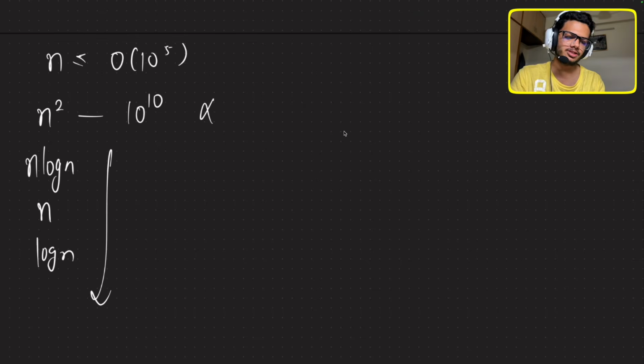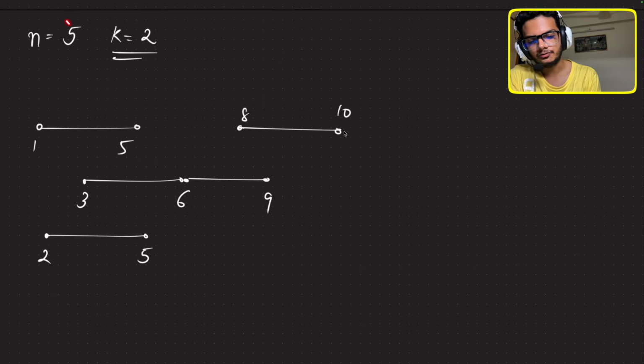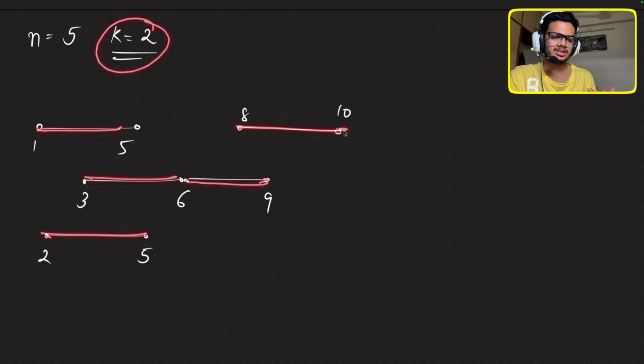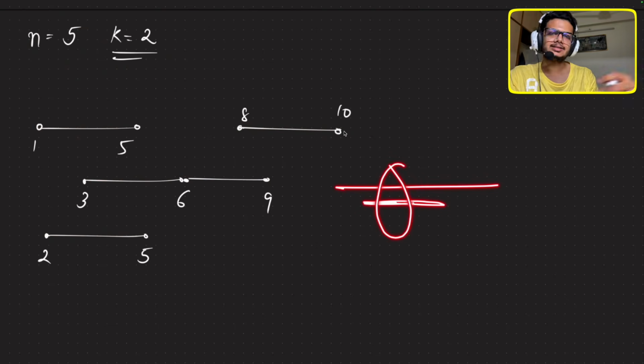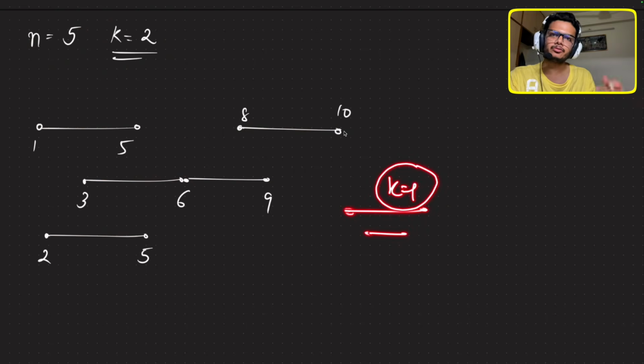Let's try to understand this question using the example test case. We have n equals 5 and these are the 5 movies. One movie runs from 1 to 5, another from 3 to 6, another from 6 to 9, 8 to 10, 2 to 5, and k equals 2. What does k equals 2 mean? It means we can watch two overlapping movies at the same time, right? In the previous question, Movie Festival 1, we could not watch overlapping movies because k equals 1.